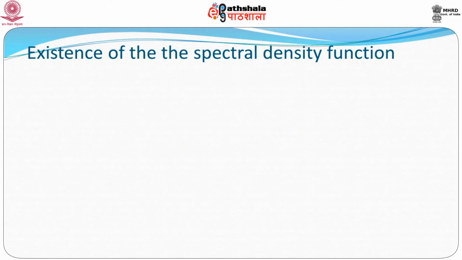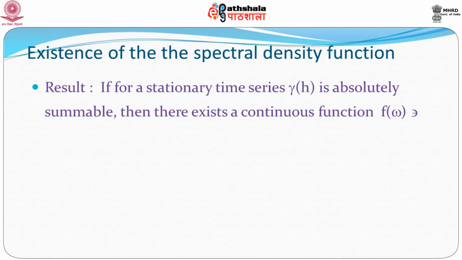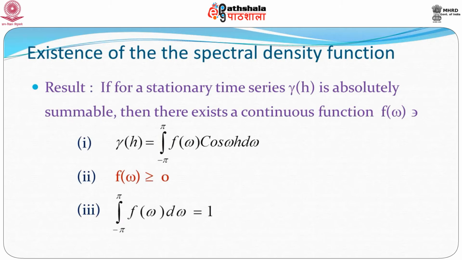Now, let us look at the existence of the spectral density function. To do that, we will state a result. If for a stationary time series gamma(h) is absolutely summable, then there exists a continuous function f(omega) such that gamma(h) is equal to the integral from minus pi to pi of f(omega) cos(omega h) d omega.